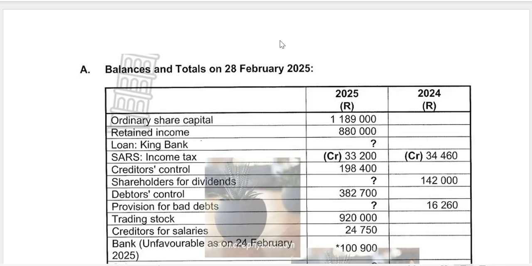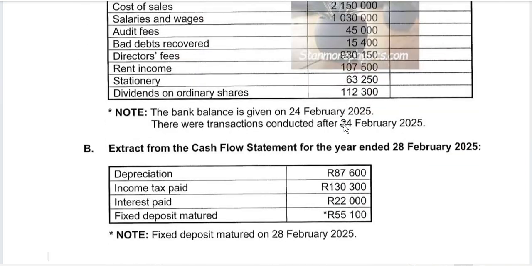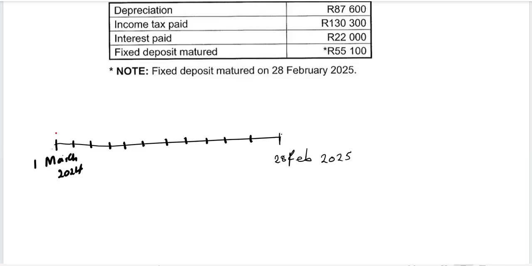Today we will be doing accounting, graduate of accounting. Our question here, I didn't screenshot the question and put it here. They said prepare the statement of balance sheet for the year ended on 2025 February. Since we know that our year ends on 2025 February, we must make a timeline. Our timeline starts on 1 March 2024 and ends on 28 February 2025. So let's go and answer the question.